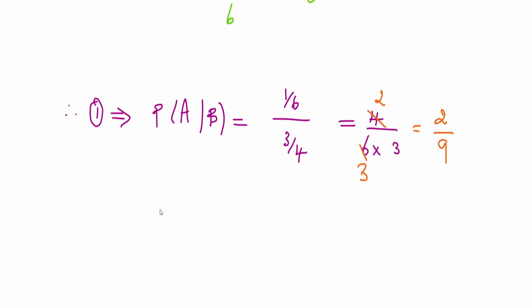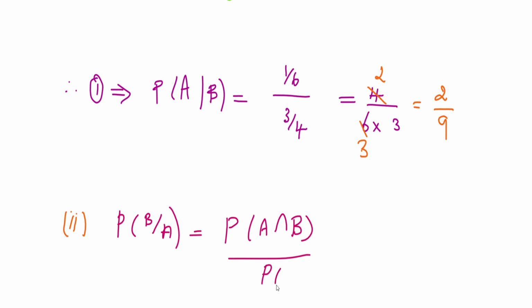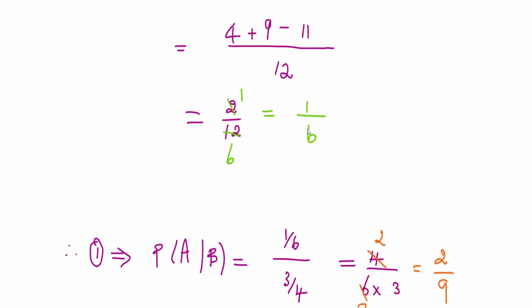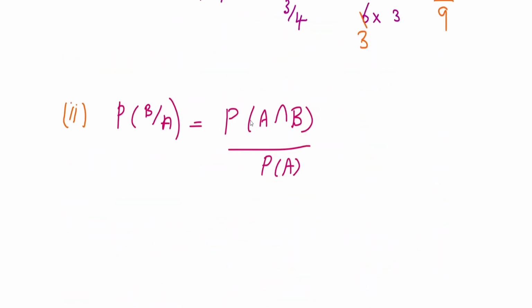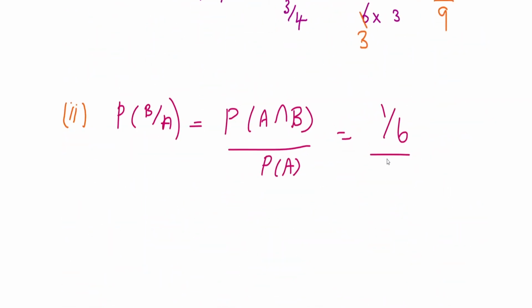Now move on to the second part. Here the second part is to find the value of P(B|A). We know by conditional probability that P(B|A) = P(A ∩ B) / P(A). P(A) is given in the question and P(A ∩ B) is 1/6. So substitute P(A ∩ B) as 1/6 and the value of P(A) given in the question, 1/3, as the denominator.